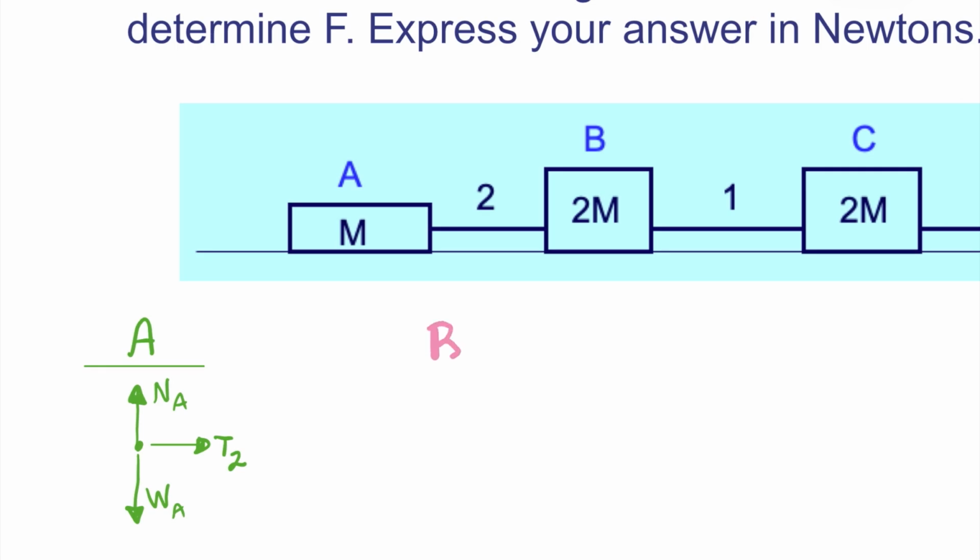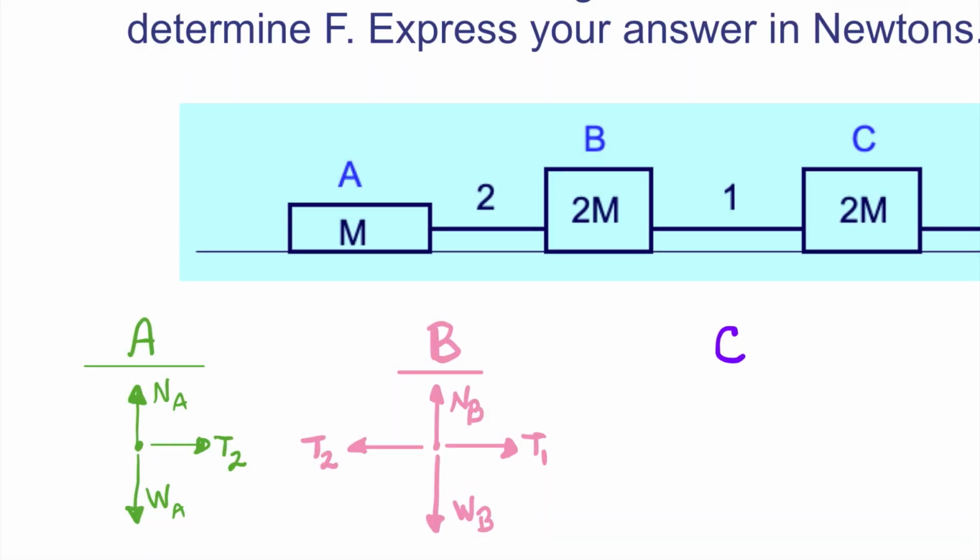Okay, now let's do the free body diagram for box B. B has four forces. It also has a weight, which acts down, and a normal due to the fact that it's sitting on that surface. The normal acts up, and it has two strings attached to it. String 1, which acts to the right, and string 2, which acts to the left.